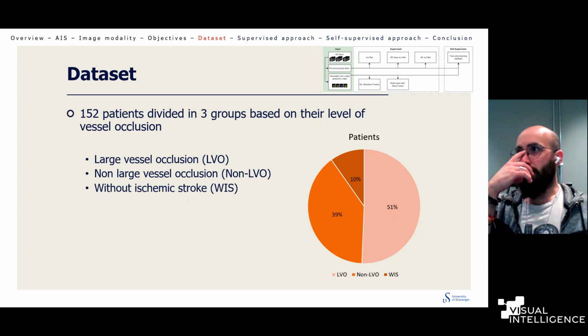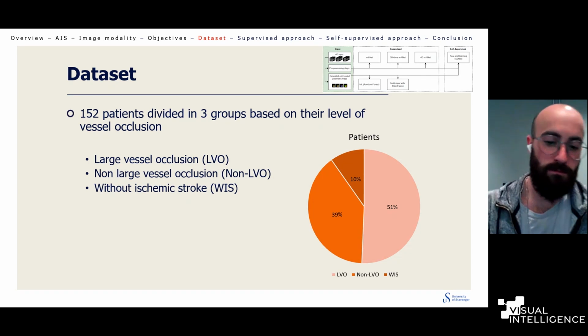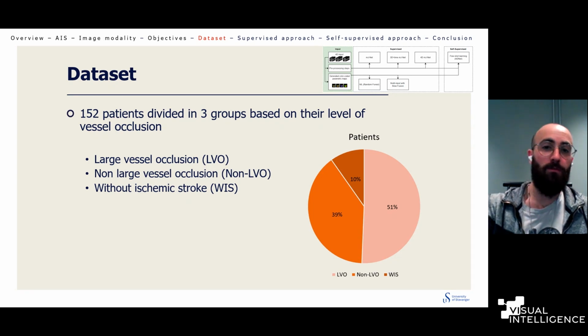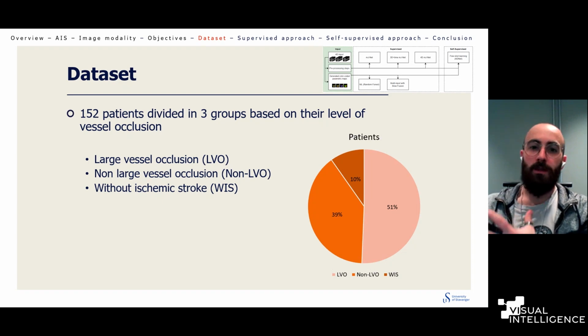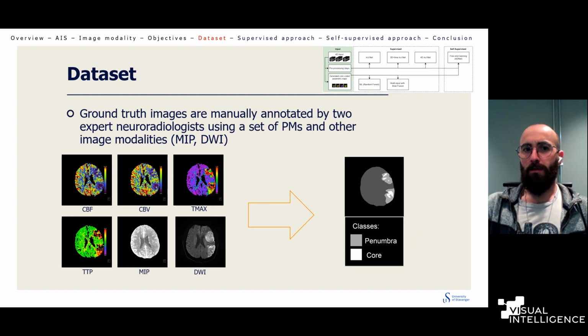So we have this real-life scenario where the non-large vessel occlusion group is the most common, while the large vessel occlusion is the one with the most clinical significance, because a lot of the brain tissue is damaged. And we also have some patients that do not contain any damaged area, so we are not forcing the model to always predict some damaged area. Two expert neurologists annotated our data set based on the parametric maps and other image modalities in order to have this multi-class data set.